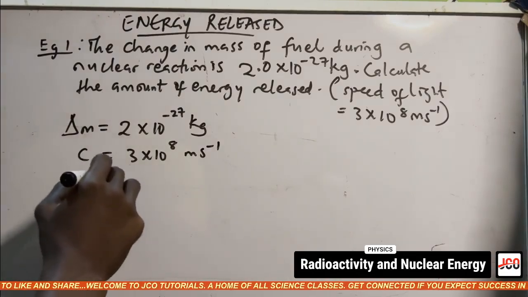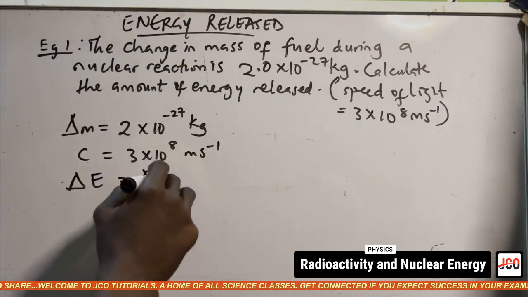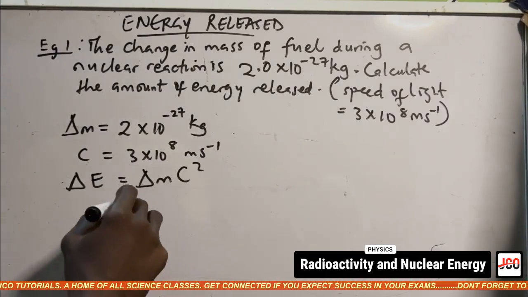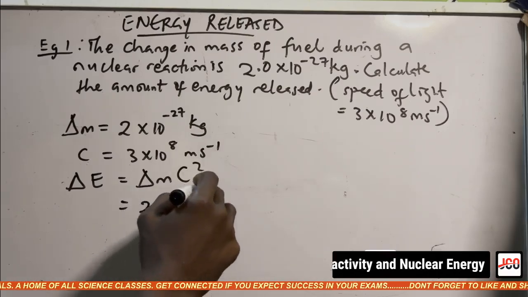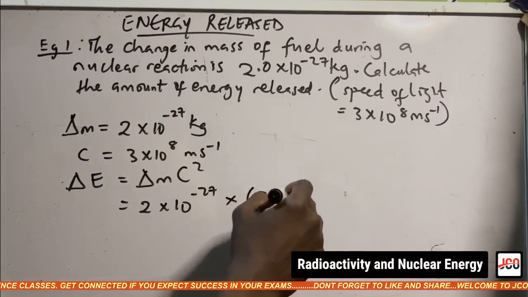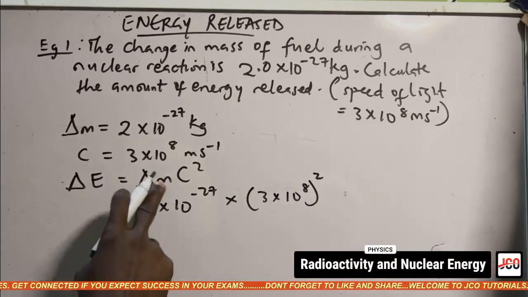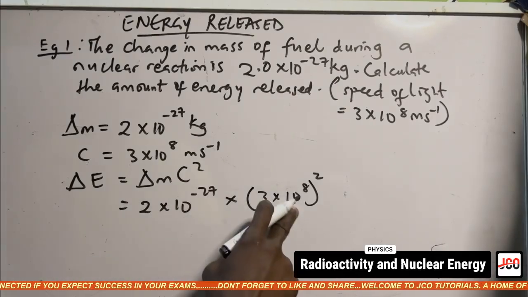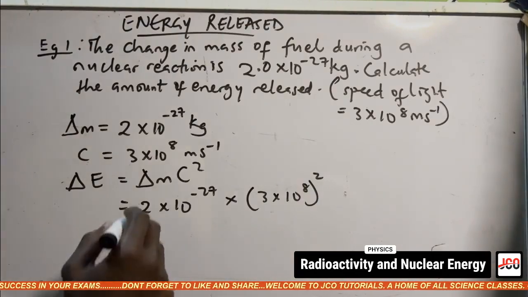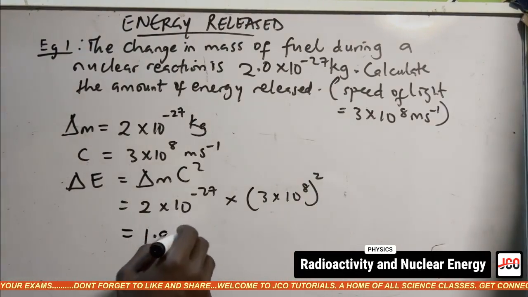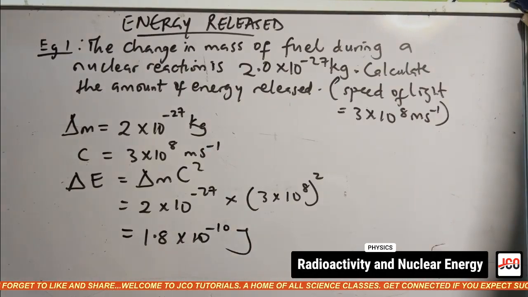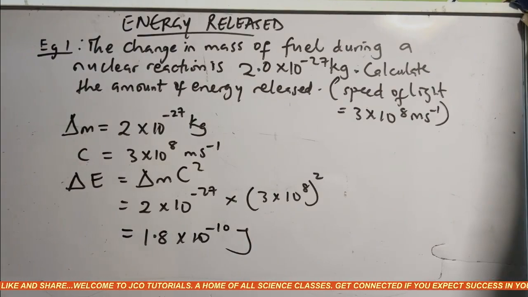We are looking for the energy released. It is change in m times c squared. So that's 2 times 10 raised to power minus 27 times 3 times 10 raised to power 8, squared. This is the change in mass and this is c, the speed of light, squared. Once you state your parameters correctly in physics, you can deal with any problem. When you multiply it, you're going to have 1.8 times 10 raised to power minus 10 joules. Whatever you get now is going to be in joules, which you can still take back to mega electron volts.